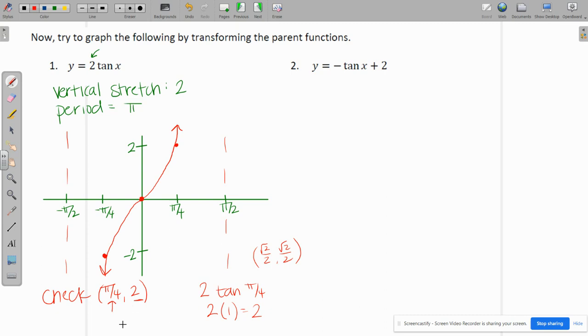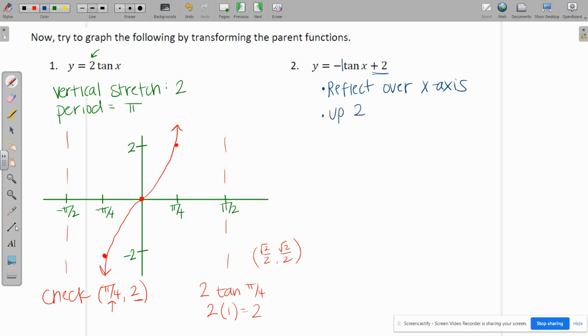Let's try another one. In number 2, we have here that this negative sign is like a negative 1 being multiplied by our tangent function. So this is going to be a reflection over the x-axis. The vertical stretch or shrink doesn't exist. It's going to be the same as that parent function. The plus 2 at the end is going to shift up 2 units.